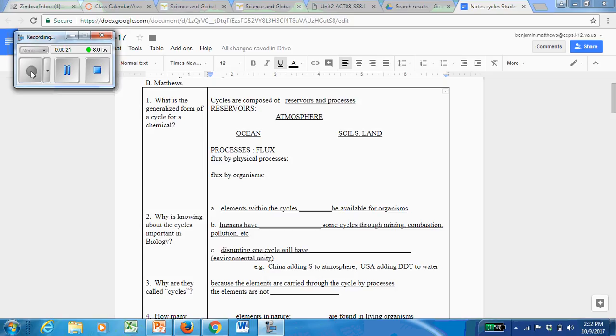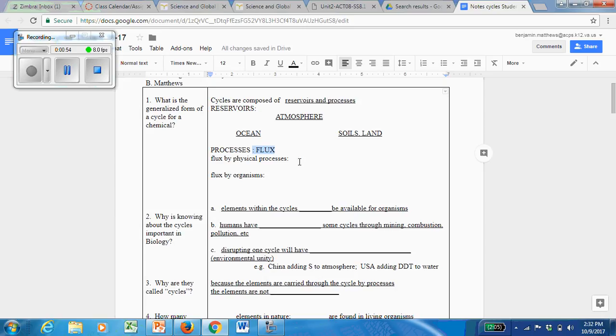But I want to start with just what is the generalized form of a cycle for a chemical. And we want to keep in mind that when we talk about chemicals that are needed for life, certain elements, we refer to the reservoirs as the places where we find them. So we're going to find things in the atmosphere and soils and land and the ocean. And this word called flux is the process where these chemicals go from one reservoir to the next.